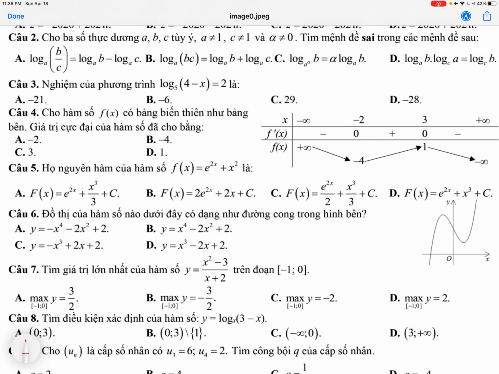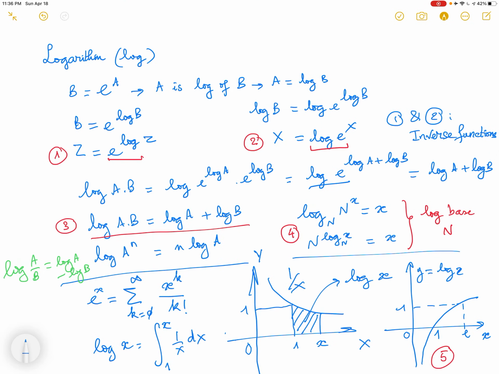Problem number 2, given 3 positive real numbers A, B, C. A, C are different than 1 and alpha is different than 0. Find the wrong answer in the following choices A, B, C, D. All these problems have to do with logarithm. So let's go and revisit logarithm.